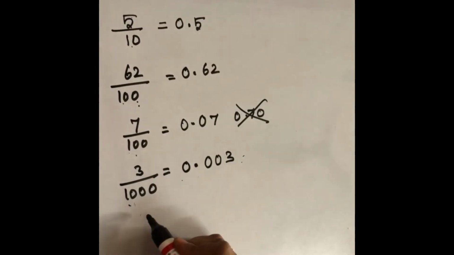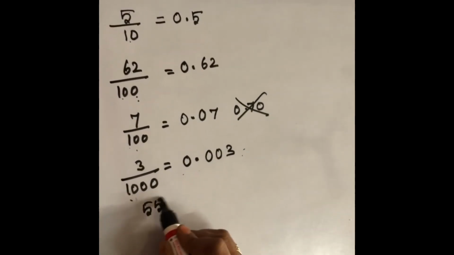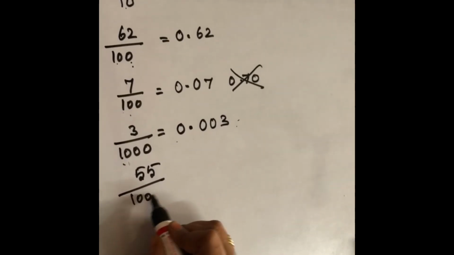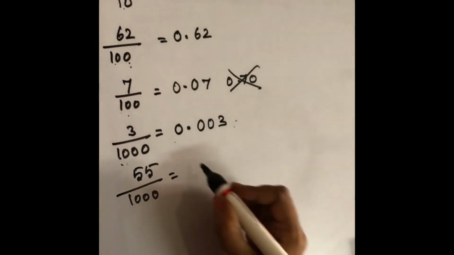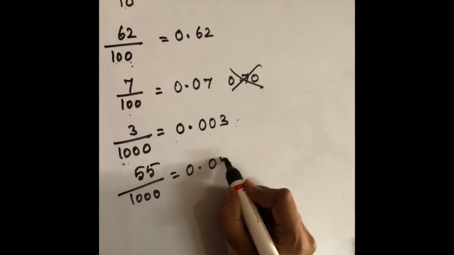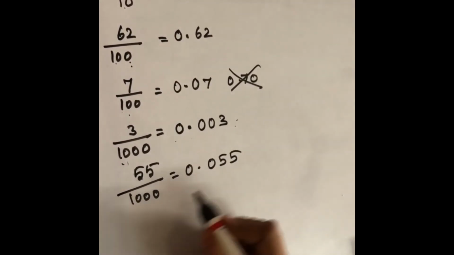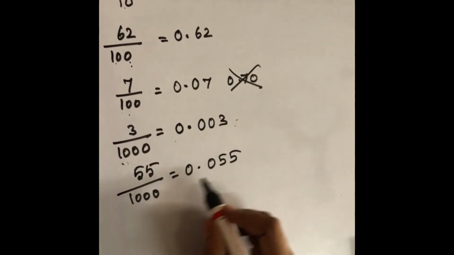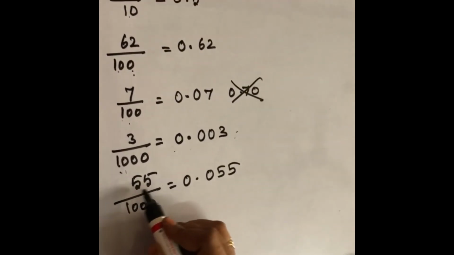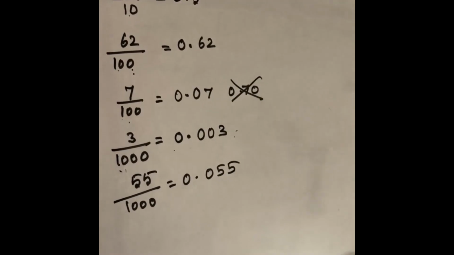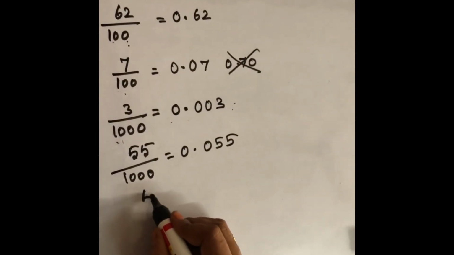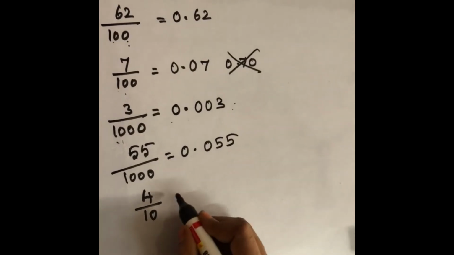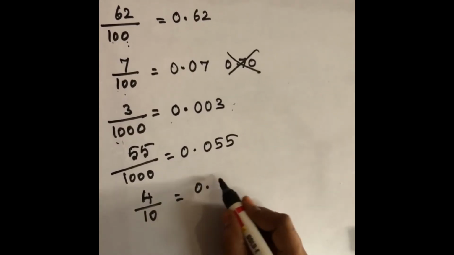So, 55 divided by 1000. That is equal to, how could we write this? 0.055. 1000, so 3 decimal places should be there. 55 only there, 2 digits are there. So you have to add one 0. Similarly, 4 divided by 10 can be written as 0.4.